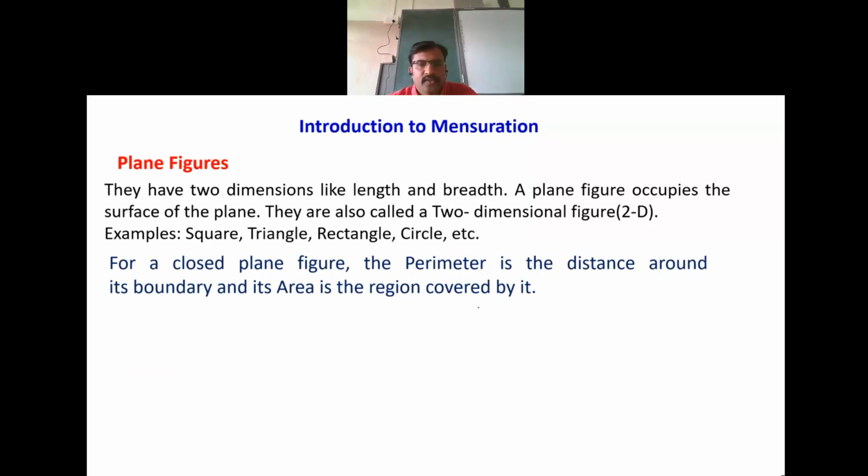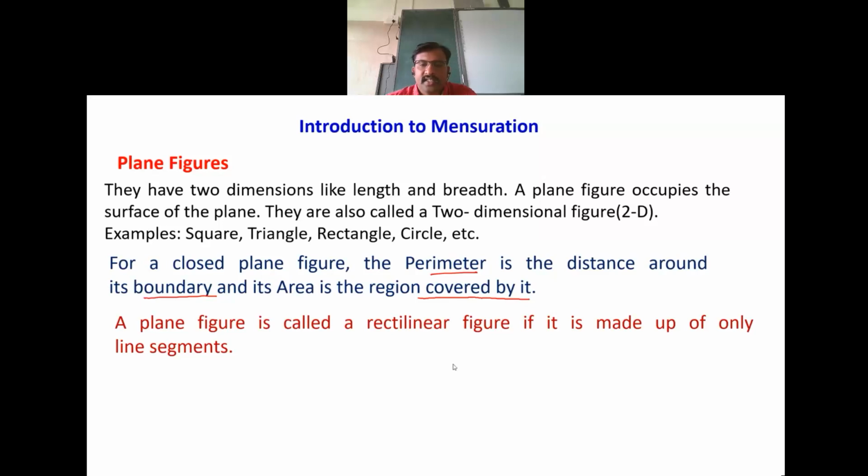For a closed plane figure, perimeter is the distance around its boundary and its area is the region covered by it. If I place an object on a table, I can find out how much area that object is covering. That is the area of the region covered by the object. At the same time, I can also find the distance around that object, which is called perimeter.